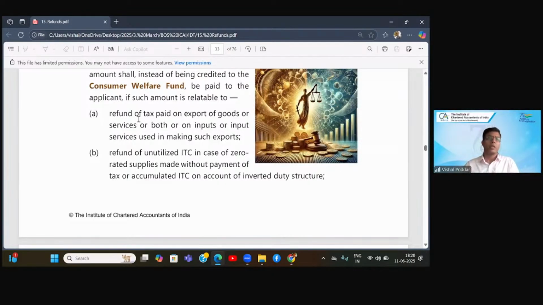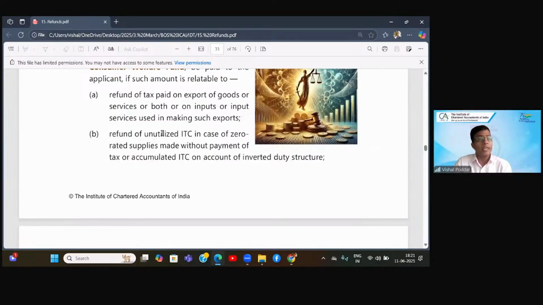For the simple reason, when you are exporting goods or services, practically you never recover the tax from the foreign buyer for two reasons. One, a foreign buyer will never pay you your domestic taxes. Two, if you add the tax, the foreign buyer may not even buy from you because it will add to his cost of purchase, and your goods, your services may no more be competitive in the foreign market. So these are the two reasons why any exporter will never add the amount of tax in his outward export supplies.